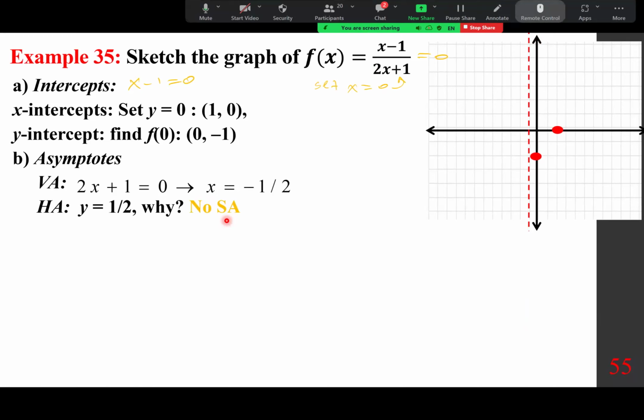Again, why is this the answer? Degree of the numerator is 1. Degree of the denominator is 1. So the leading coefficients take over. X over 2x becomes just 1/2. So y equals 1/2. And there is no slant asymptote. And by the way, asymptotes are dashed lines because they are not part of the graph. Rather, they help us graph the function.